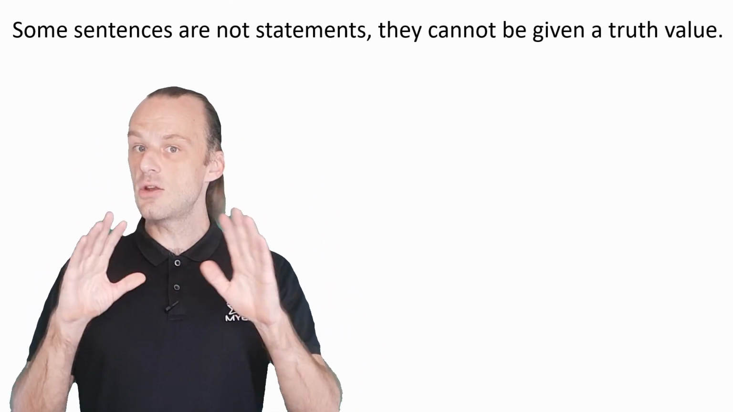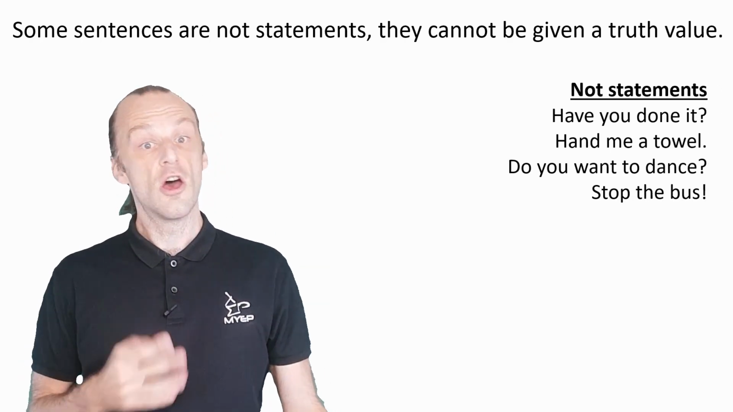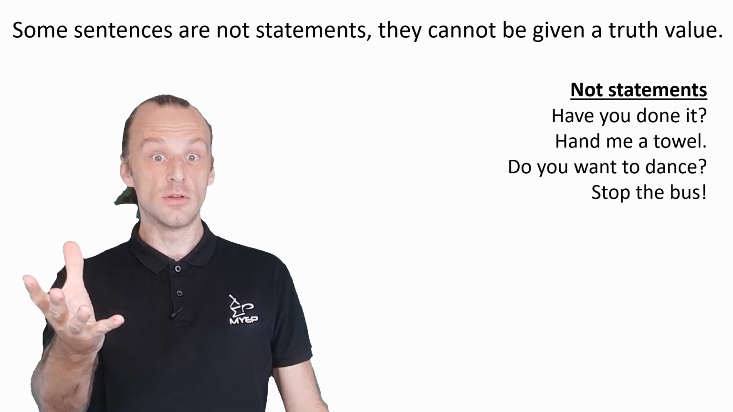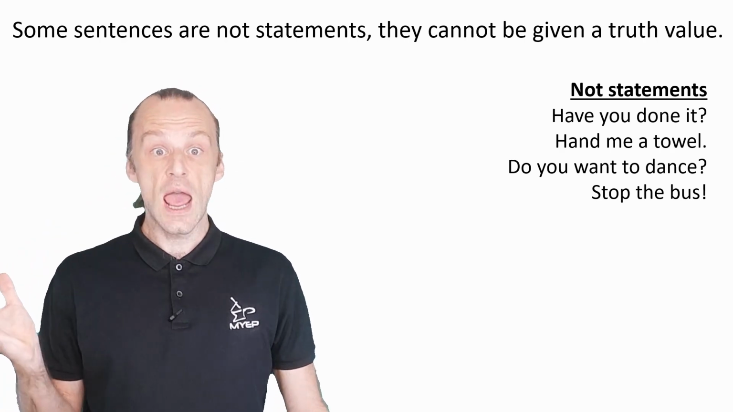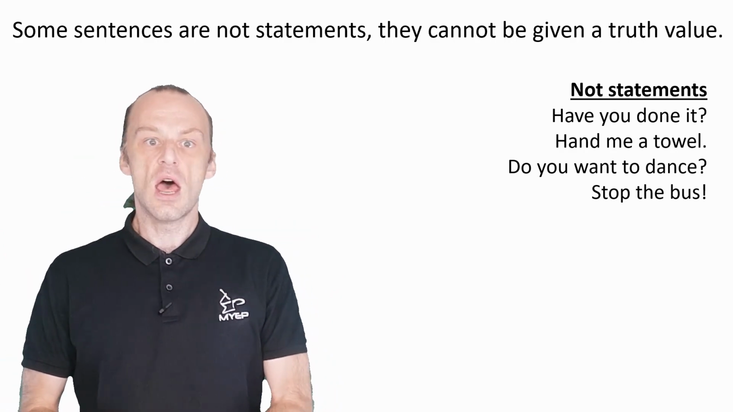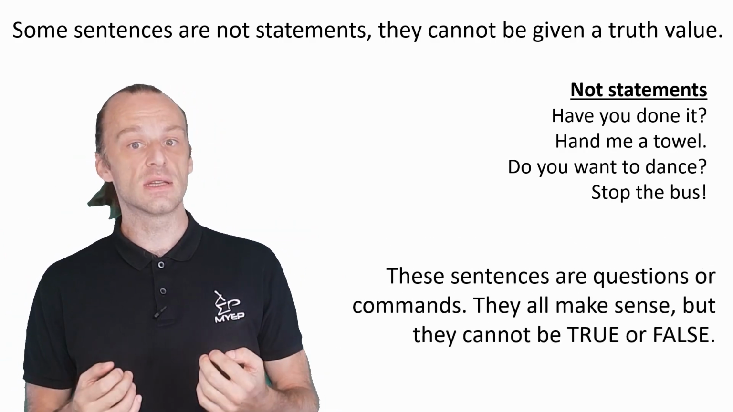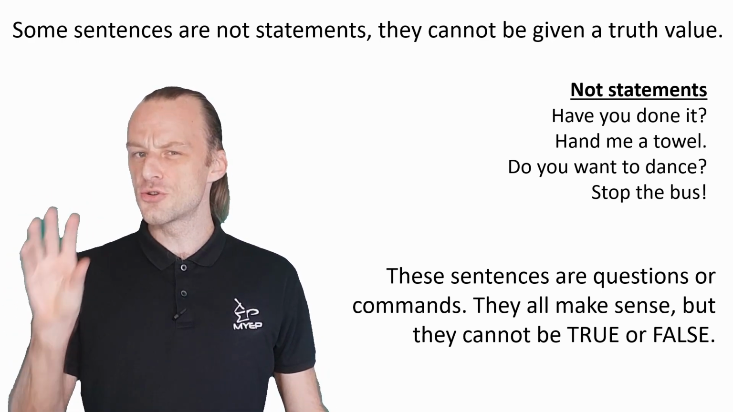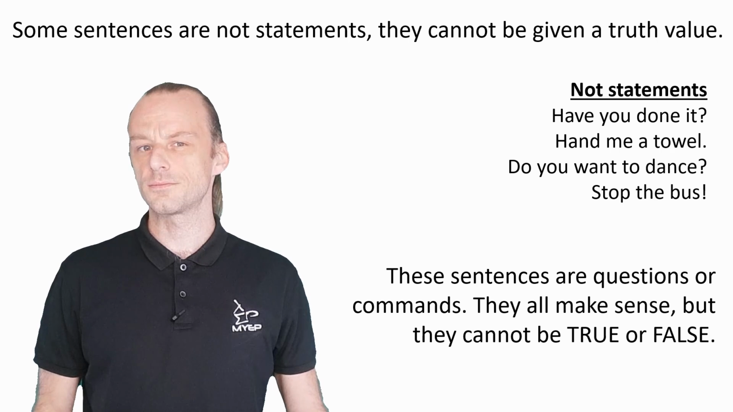There are other sentences that are not statements and cannot be either true or false. For example, have you done it? Please hand me a towel. Do you want to dance? And stop the bus! These are useful sentences, either questions or commands, but they cannot be given a truth value. They cannot be either true or false.